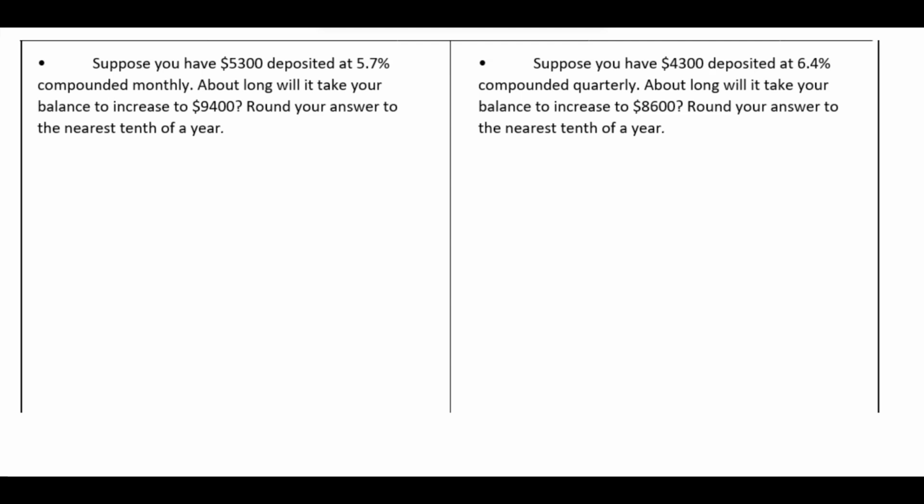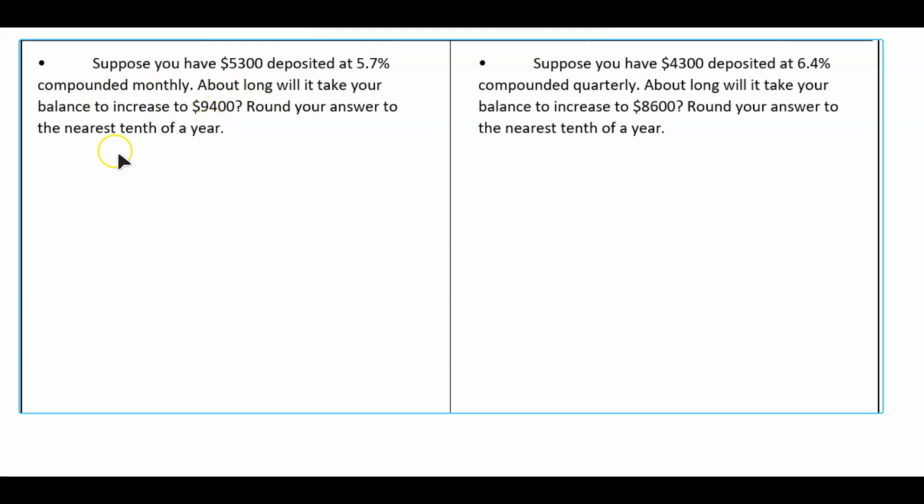Let's discuss how long it will take for an investment that's compounded to increase to a certain amount. So our first example, suppose you have $5,300 deposited at 5.7% compounded monthly. About how long will it take your balance to increase to $9,400? Round your answer to the nearest tenth of a year.